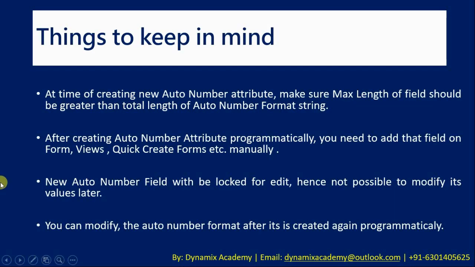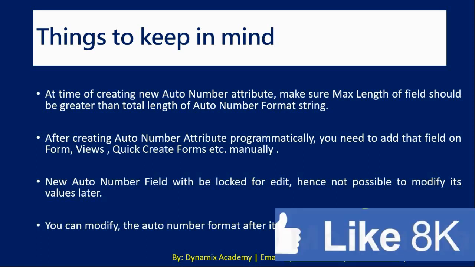So let us now see what things you need to keep in mind when you are creating an auto number attribute programmatically. At the time of creating a new auto number attribute, you need to make sure that the maximum length of the field that you are creating is greater than the total length of the auto number format string that you have used. Sometimes the total length of that attribute is 50 and you have chosen a long auto number format which exceeds 50.